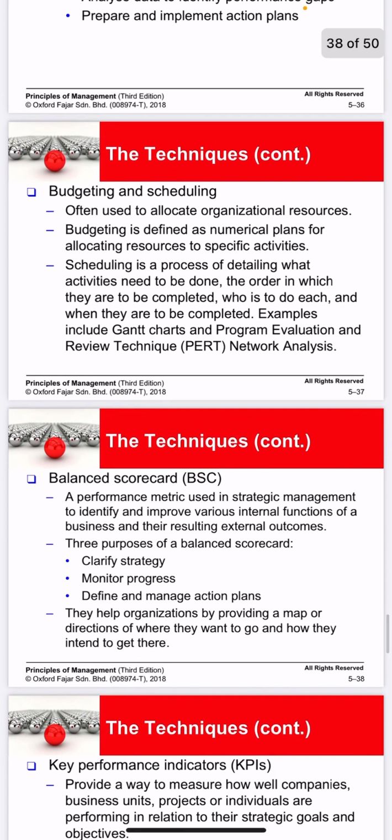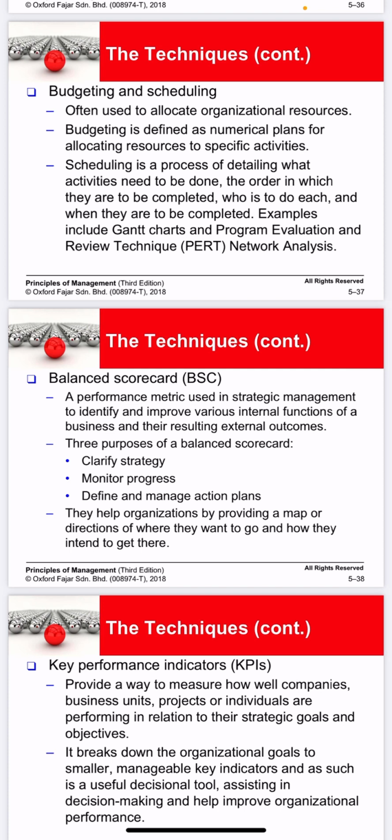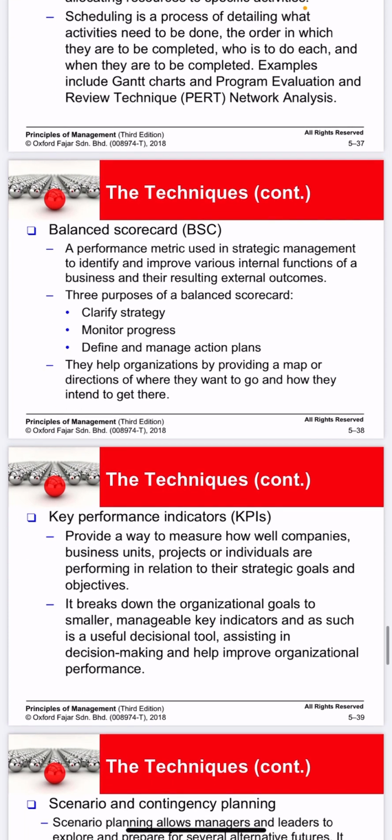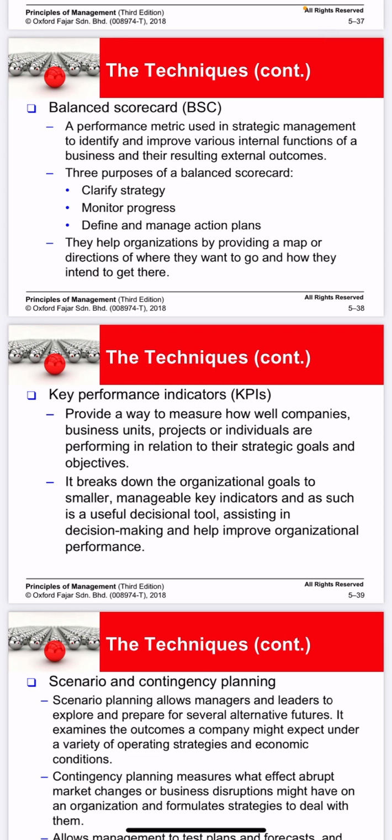And also BSC, balanced scorecard. It is a performance metric used in strategic management to identify and improve various internal functions of a business and their resulting external outcomes. There are 3 purposes of a balanced scorecard: clarify strategy, monitor progress, define and manage action plan. So they help organizations by providing a map or direction of where they want to go and how they intend to get there. That is the balanced scorecard. And then KPI is actually how to measure how well a company, business unit, project, employee or individual is performing related to the strategic plan developed before. Okay, we can measure our employees' performance by using KPIs.